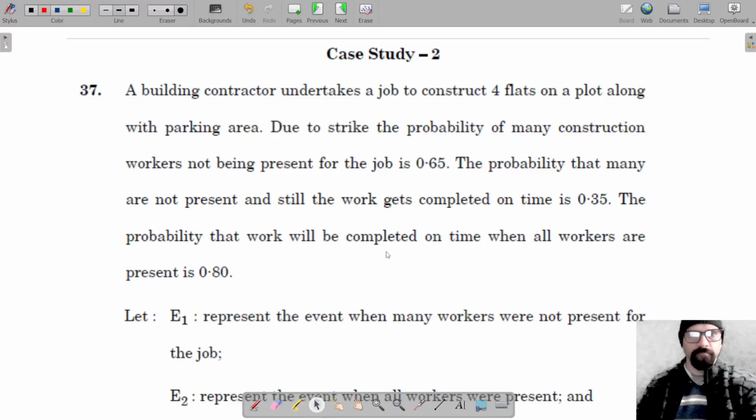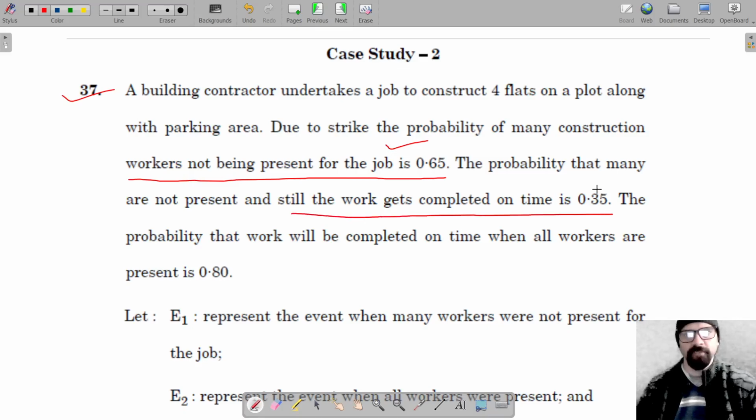Okay, for question number 37, let's read down the question first. It says that a building contractor undertakes a job to construct four flats on a plot along with parking area, and due to strike, the probability of many construction workers not being present for the job is 0.65, and the probability that many are not present and still the work gets completed on time is 0.35.